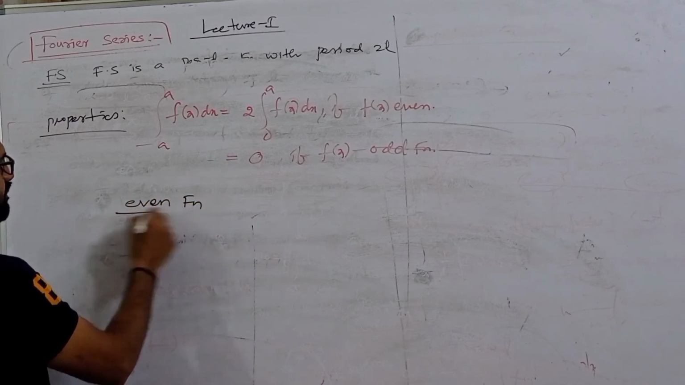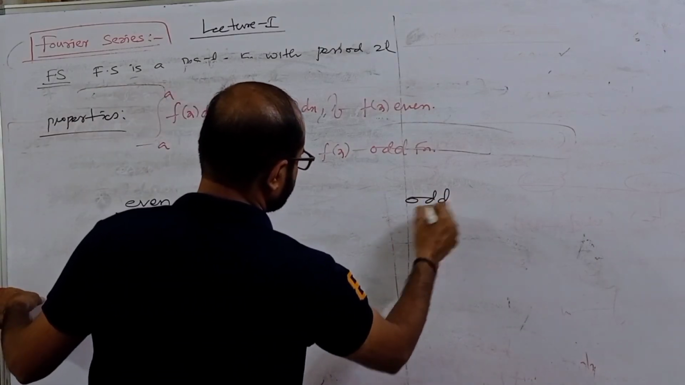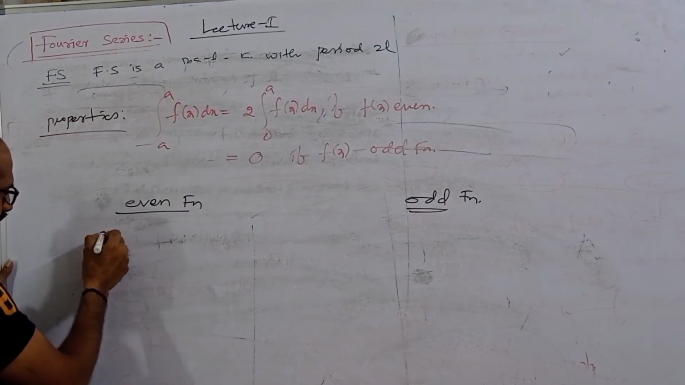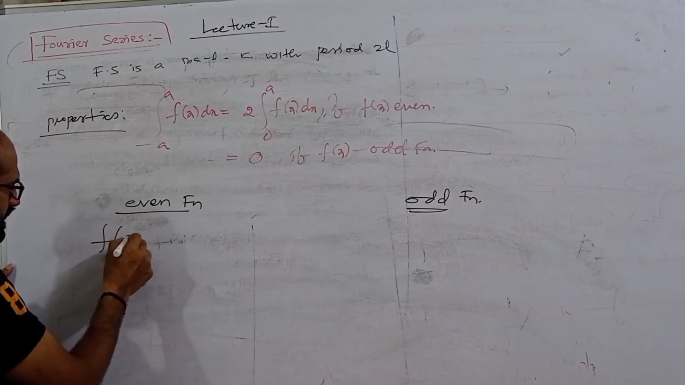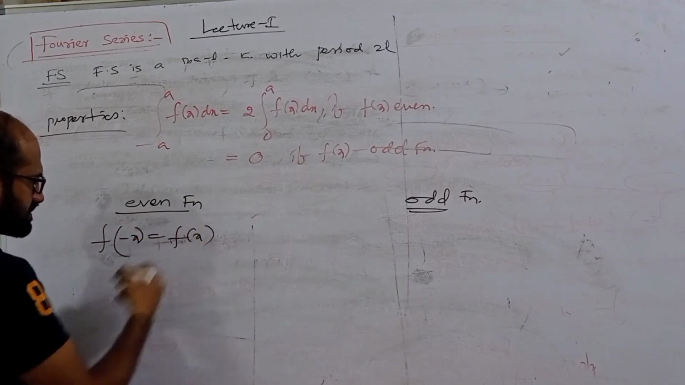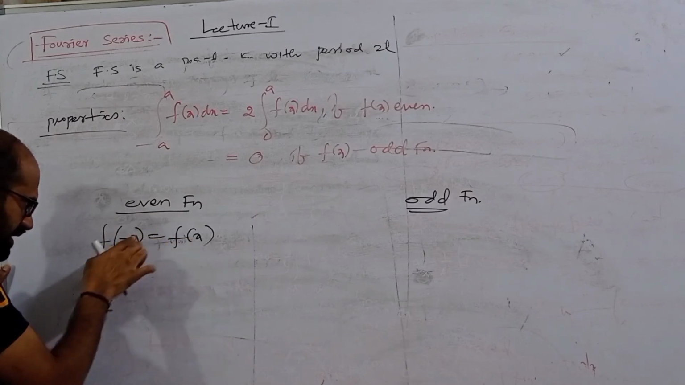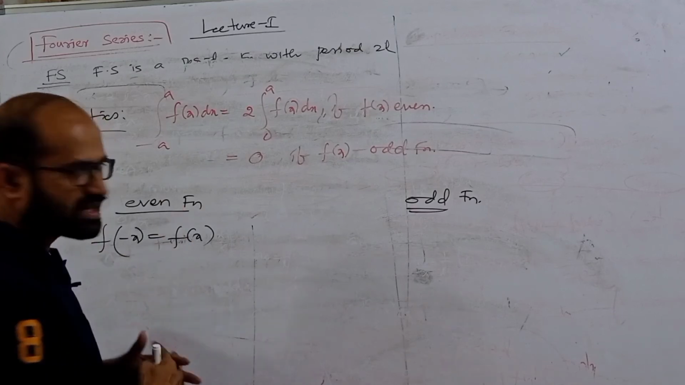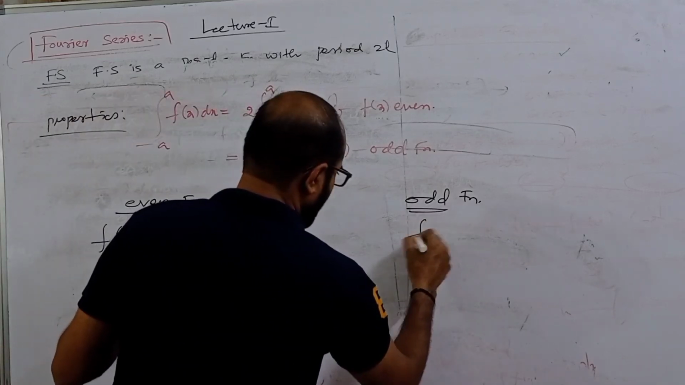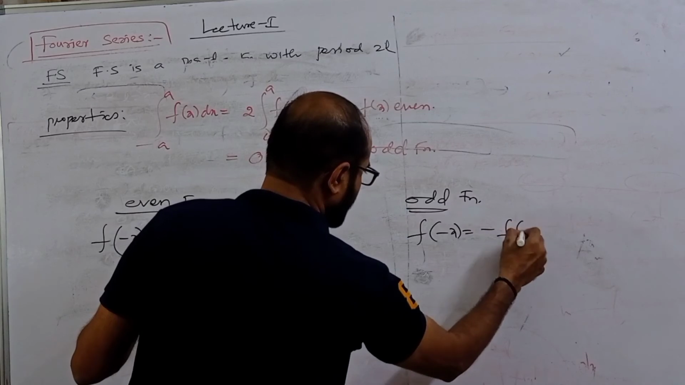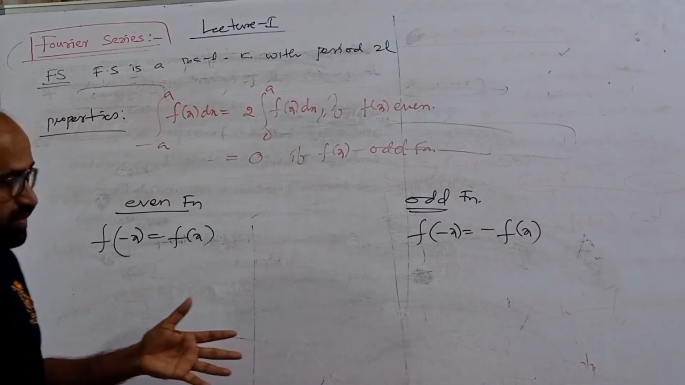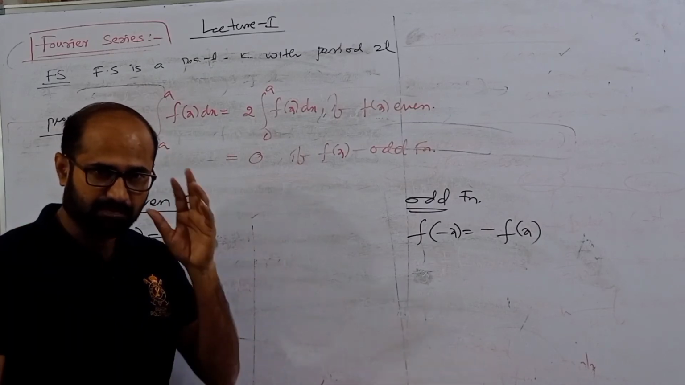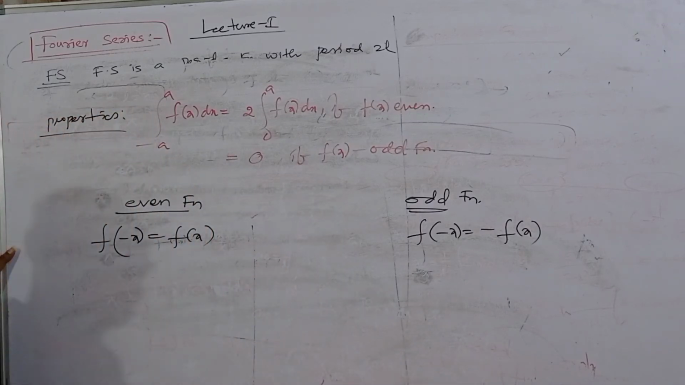Now let us see what is an even function and what is an odd function. See, if any function is like f of minus x equal to f of x, in the place of x I am writing minus x, and you will get f of x only, then the function is called an even function. Whereas if f of minus x equal to minus of f of x, then that function is called an odd function, right? Clear? See here, let us take some examples.